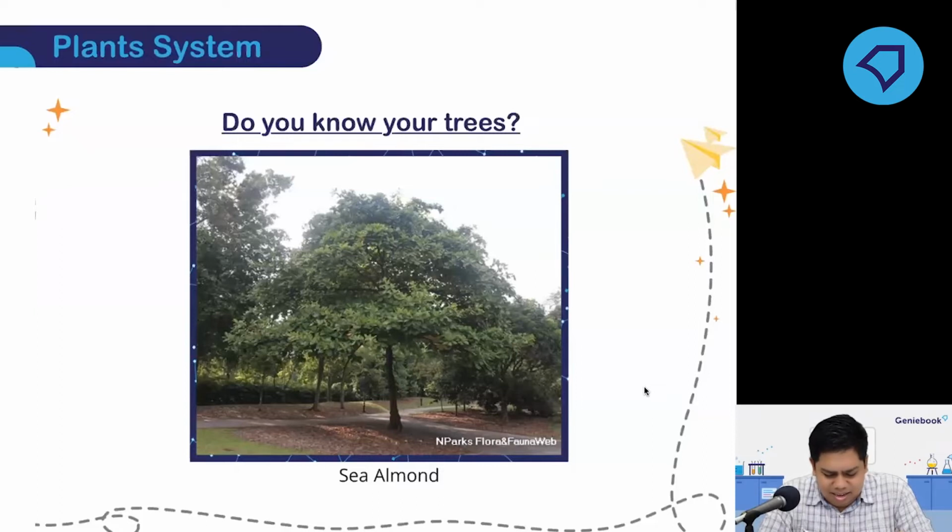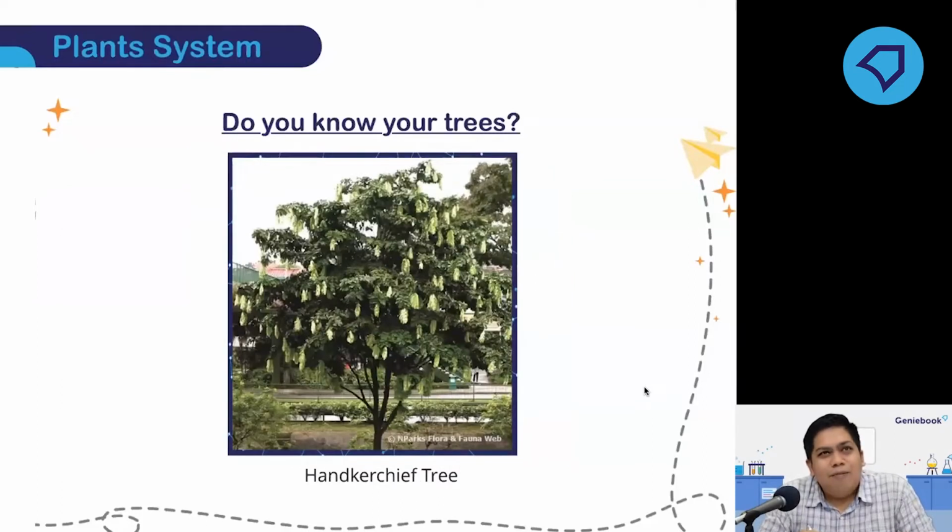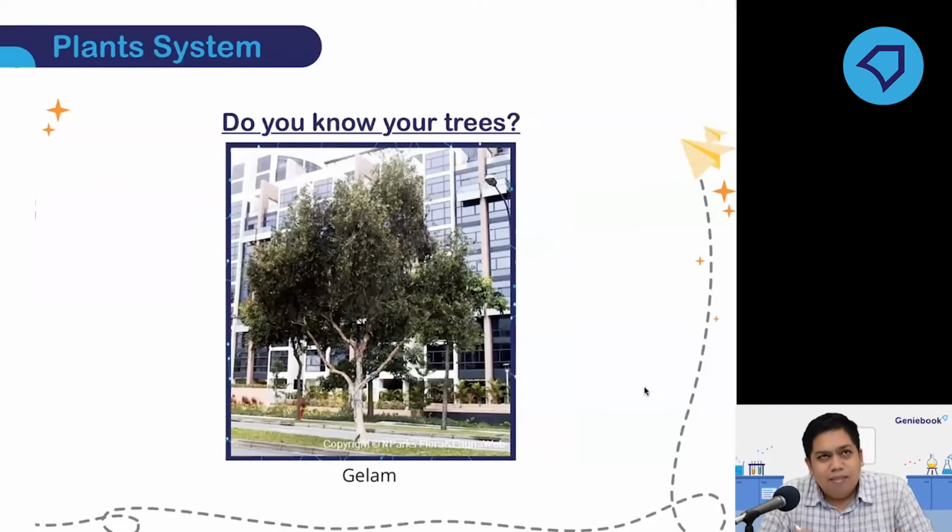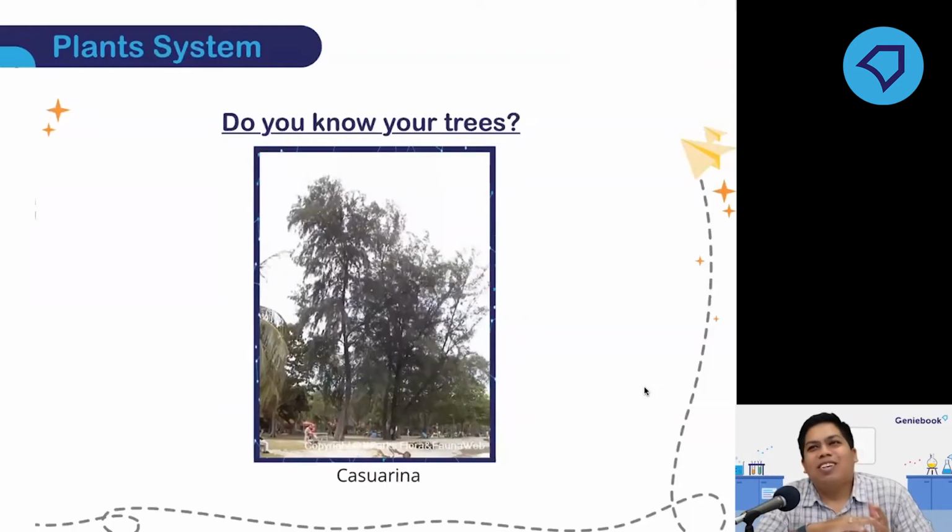Next one. This is our famous handkerchief tree. Very unique. Okay, handkerchief tree. So take note, this plant here has the word tree inside it. And then the next one will be gelam. So for this plant, it's just gelam. Wow, Winston Tan even says he went and Googled online for pictures and placed them inside a Word document. Okay, up to you, if you want to do so, you can. And then the next one. This is my favorite one, Casuarina.